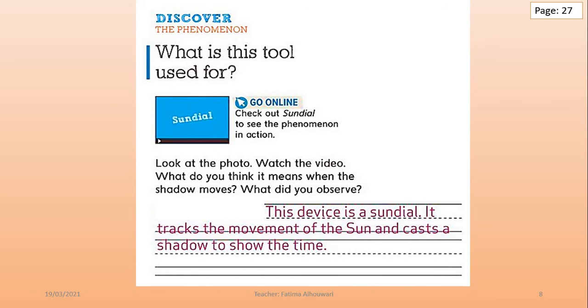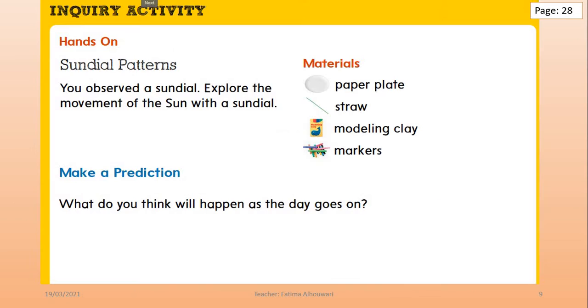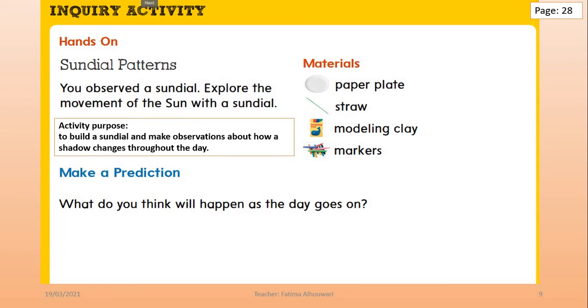This device is a sundial. It tracks the movement of the sun and casts a shadow to show the time. To understand more about how this sundial works, let's apply this activity. Through this activity, we will build a sundial and make observations about how a shadow changes throughout the day.